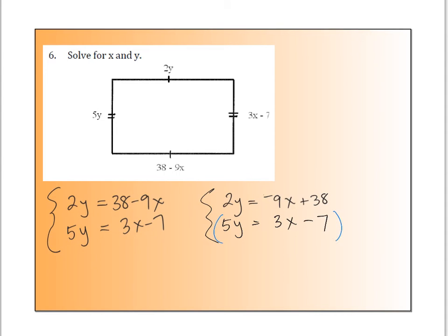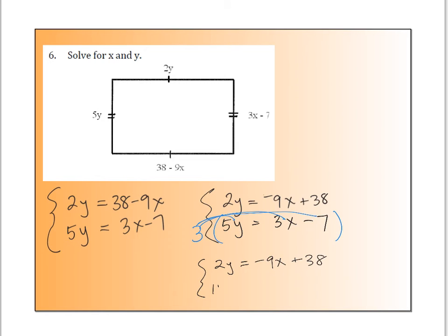I'm going to take this bottom row and multiply by 3, because if I do that, imagine distributing 3 to all of these things, I'll end up with a positive 9x, which will cancel out with the negative 9x. So here's what I'm going to do. I'm going to recopy down the first equation, 2y equals negative 9x plus 38. I just copied that one. But now for the second equation, I'm going to distribute that 3.